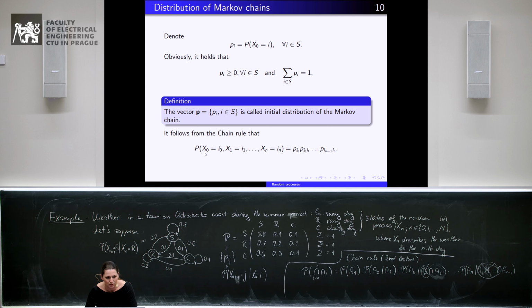of some concrete evolution, so about the probability that at time 0 we are in the value I0, at time 1 we are in the value I1, and so on till the time n, when we take the value In, it is equal only to the probability that we start from the value I0, and then we use only the transit probabilities, because all these probabilities from the chain rule are in fact only the transit probabilities.